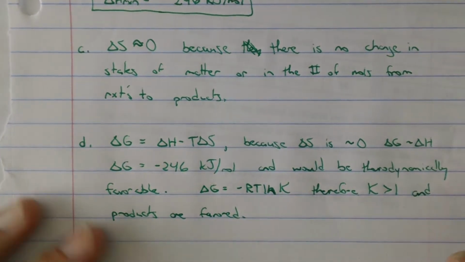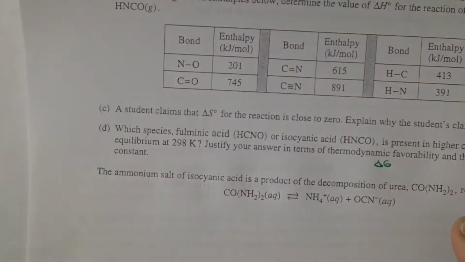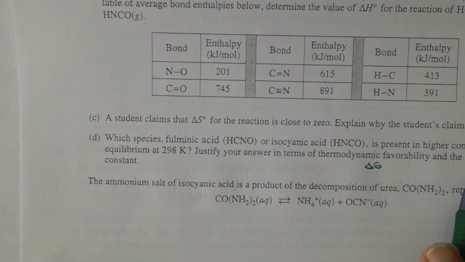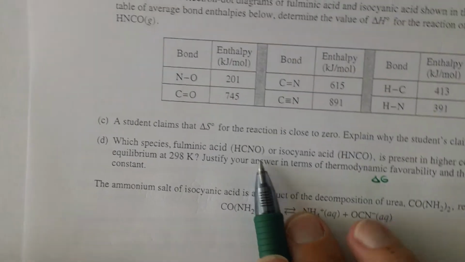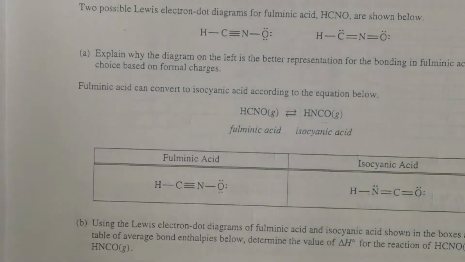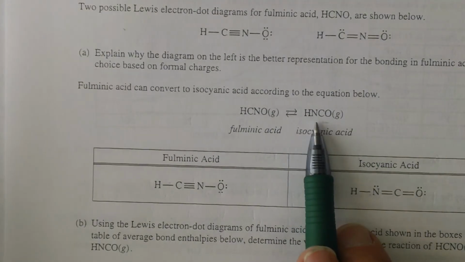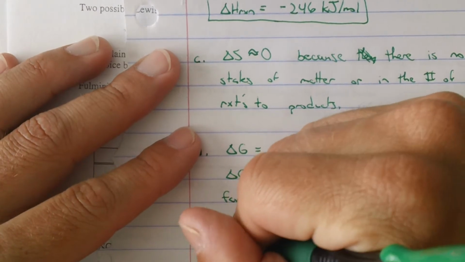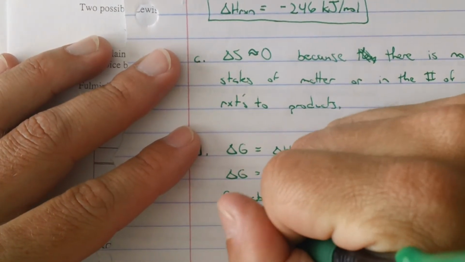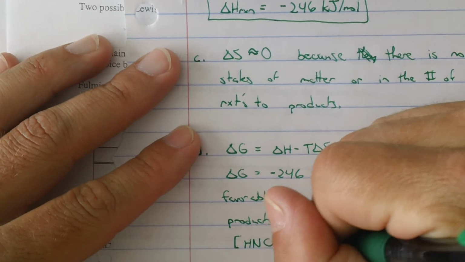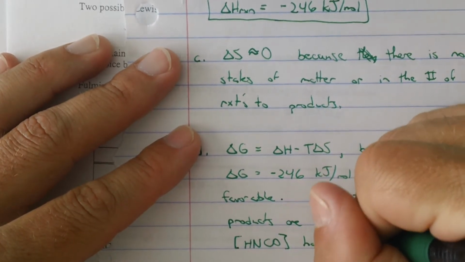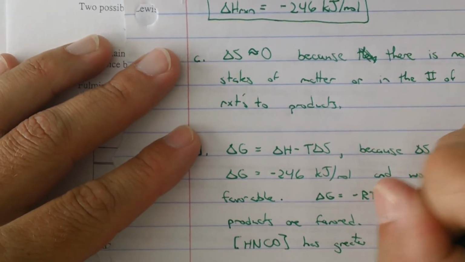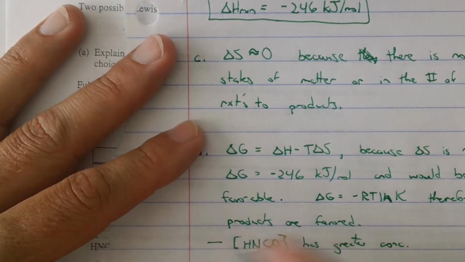What's the question? Let's make sure we answer the question. The question says, which one is present in higher concentration? We need to answer the question. I still haven't done it. So the isocyanic acid would be in higher concentration. Be careful with the letters here. I would put HNCO has greater concentration. Answer the question. Make sure it gets answered somewhere in there.